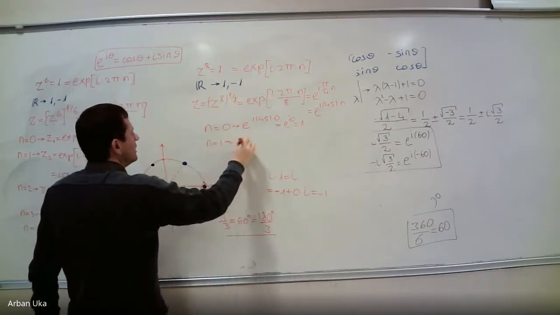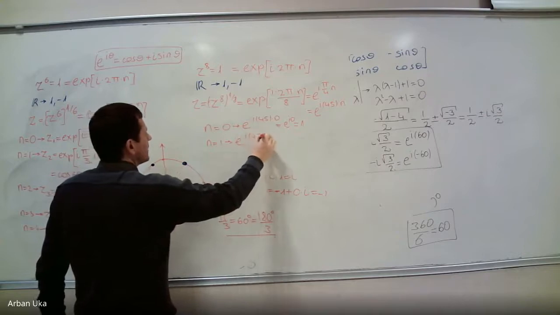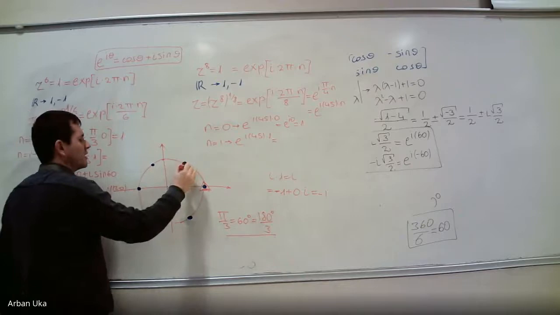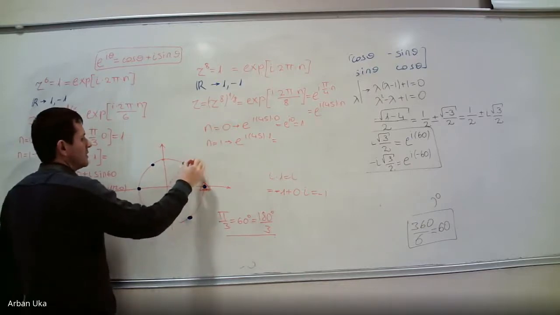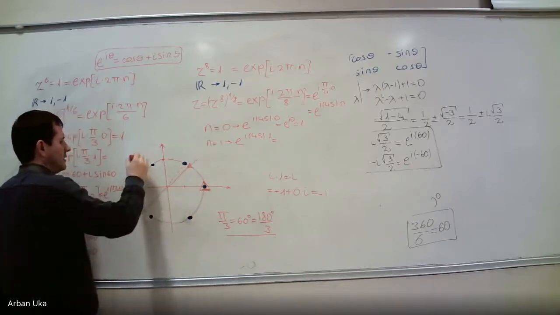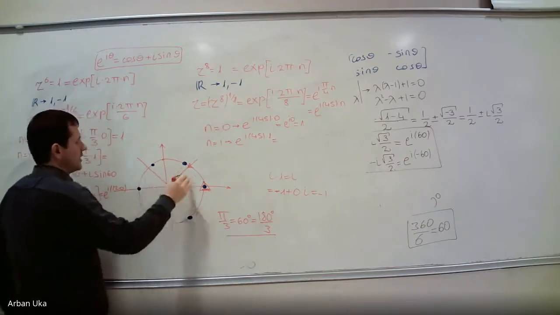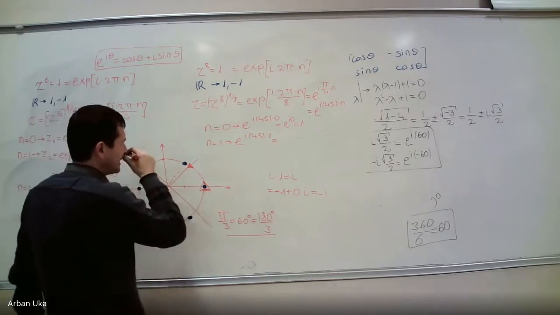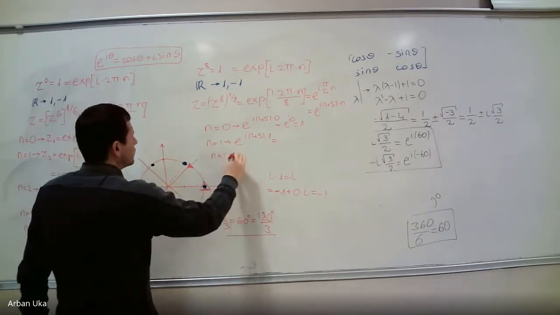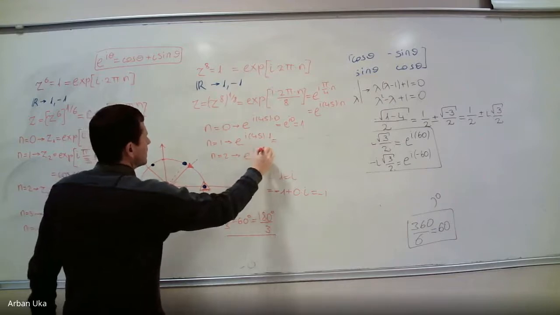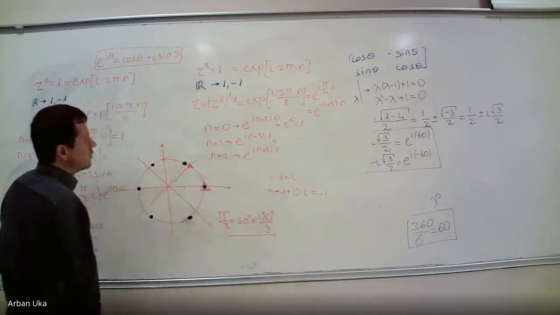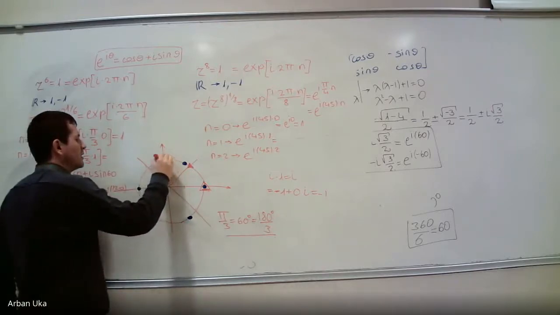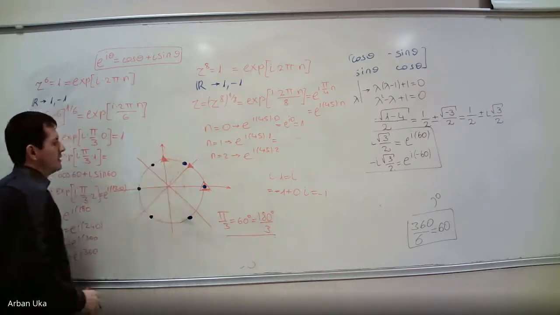For n equal to 1, e to the power i times 45 times 1. So we rotate by an angle of 45, and we get this value here, which is separating this plane like this. So we have another root right here, which I'm trying to show in red. For n equal to 2, this is e to the power i times 45 times 2. What is 45 times 2? It's going to be the angle 90. So we're going to get another root right here.